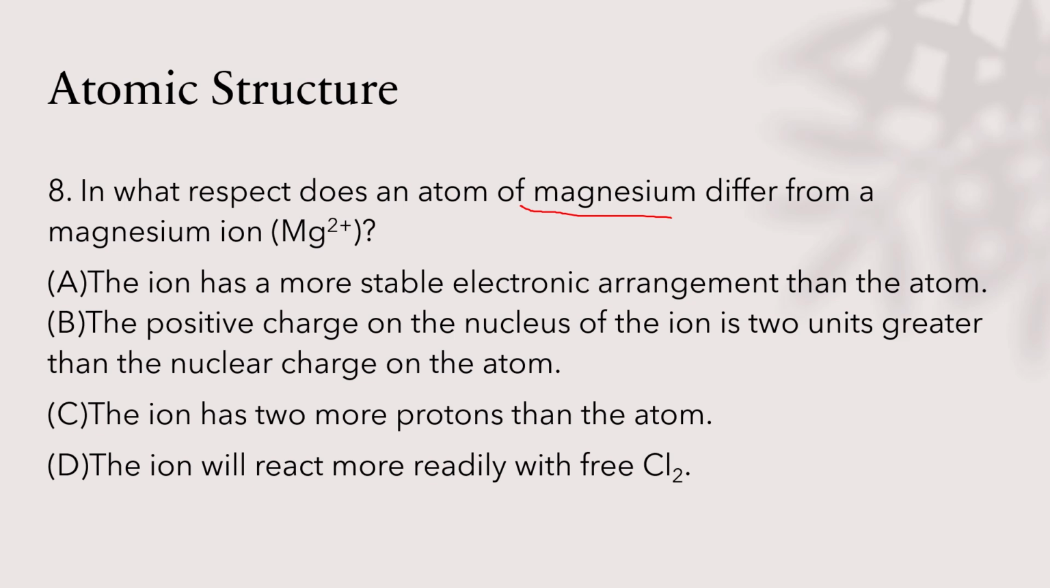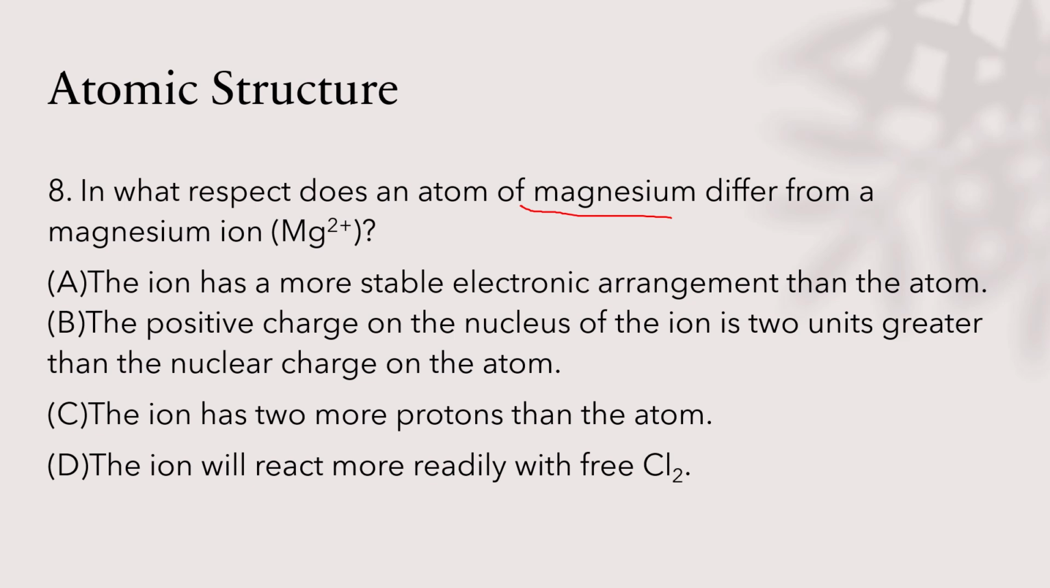So looking at A, the ion has a more stable electronic arrangement than the atom. Yeah, that's true, but always go through the other choices to make sure, because we just said that atoms like to form a full octet to become more stable, and magnesium forms a +2 because it only has 2 electrons in its valence shell, and once it loses those 2 electrons, then it's isoelectronic with the noble gas in the row above it. So it's more stable that way.